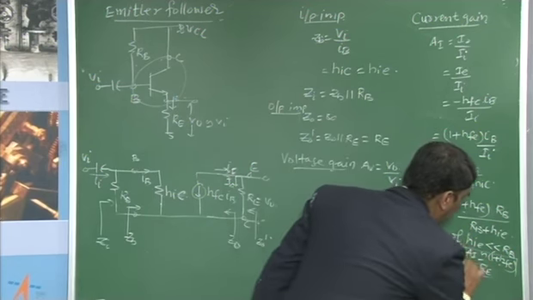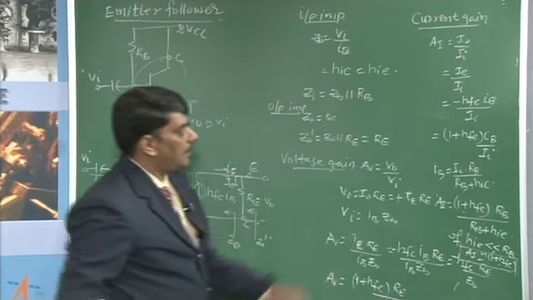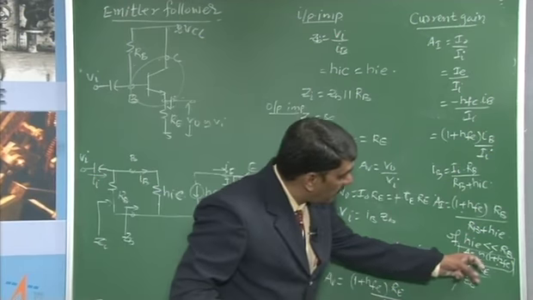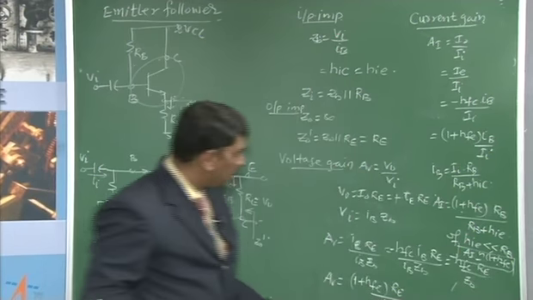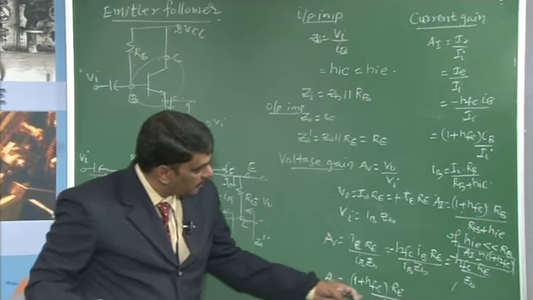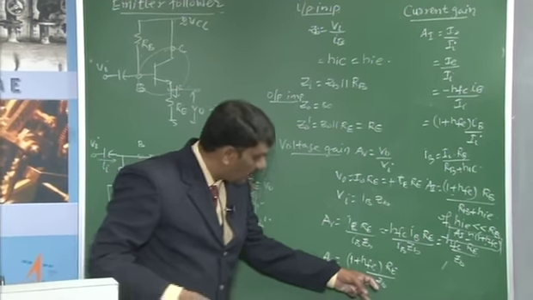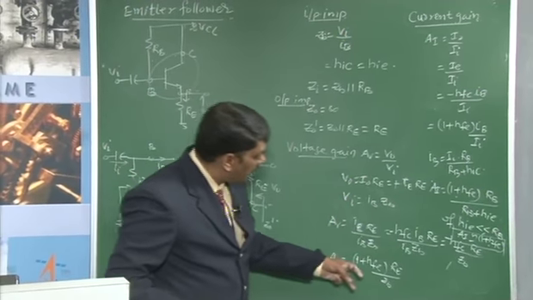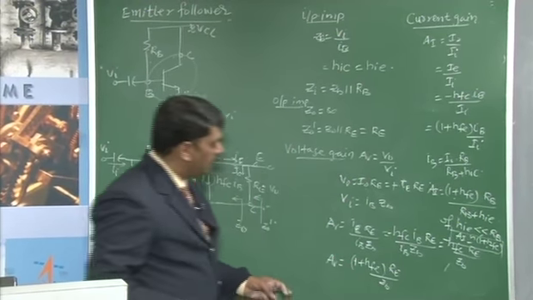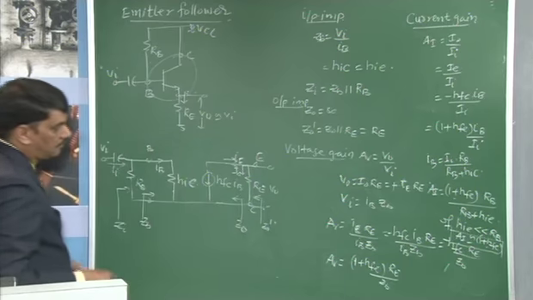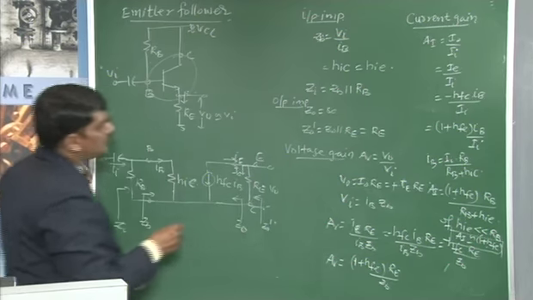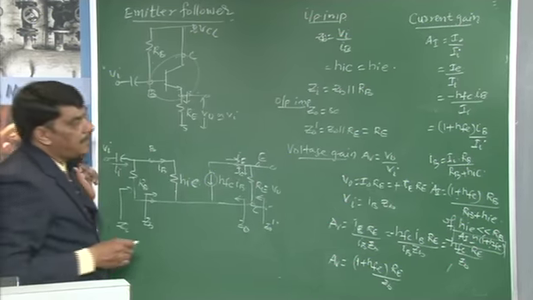This circuit provides a good output gain. Current gain is equal to 1 plus HFE of the transistor, and then voltage gain AV is equal to 1 plus HFE times RE by ZB. If ZB is large, a parallel combination, then the gain is approximately equal to 1. This is about the emitter follower.